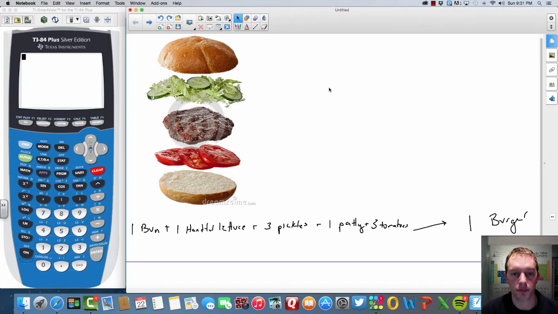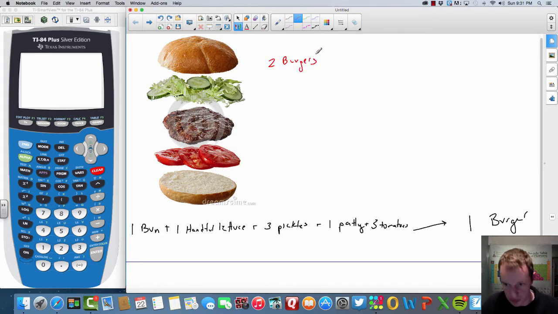But the question we have to ask ourselves is, what's going to happen if we want to make 2 burgers? Well, it should make sense intuitively that if we want to make 2 burgers, then we would need to have 2 buns, 2 handfuls of lettuce, 6 pickles, 2 patties, and 6 tomatoes, because we're going to double that recipe, and that's pretty logical.